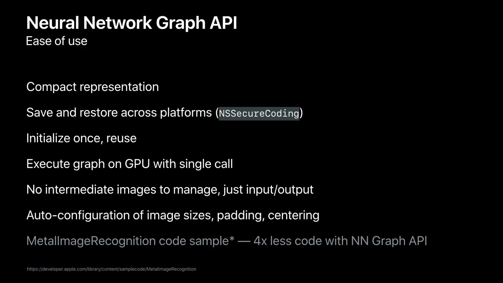So last year, we released this metal image recognition sample that uses the Inception v3 network for image recognition. And we took that sample and converted it to use the new Graph API, and found that we had to write 4 times less code. And that's pretty much the same number of lines of Python code you would have to write in the open source TensorFlow framework to implement the same network. And we just want to mention that we will be releasing this updated example as sample code.